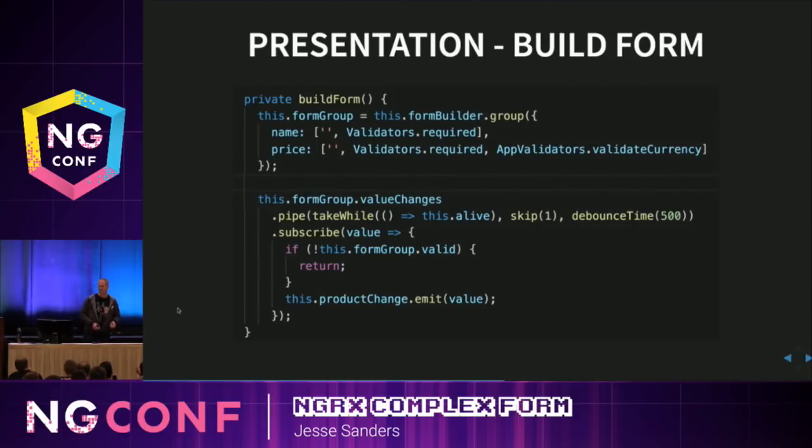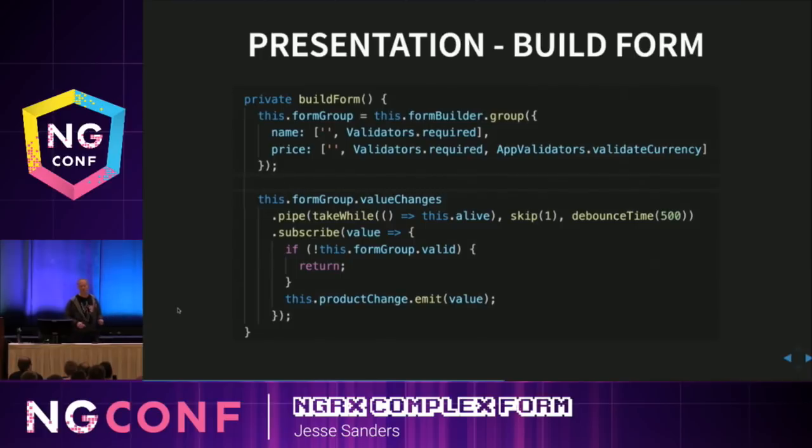So pretty simple. The second part is the part that's a little different. So here's where I want to capture changes that the user's making. And I don't want to capture every change, but I want to capture changes and get those sent back up to the parent so when they hit save, I can do something with that. So I'm going to use value changes. So when the value changes, I'm going to take values while we're still alive. So when we actually deconstruct this component and destroy it, alive is going to get set to false, and that'll go ahead and kill this subscription. We're going to skip the first one, and then we're going to debounce on 500 milliseconds. So I don't want to get every keystroke that the user's doing, but I do want to get it once the user stopped typing.